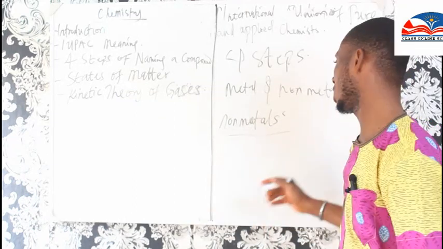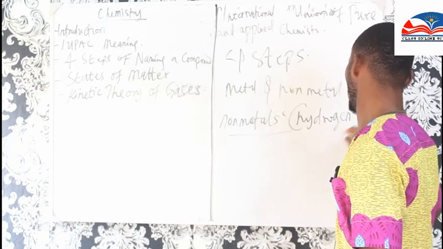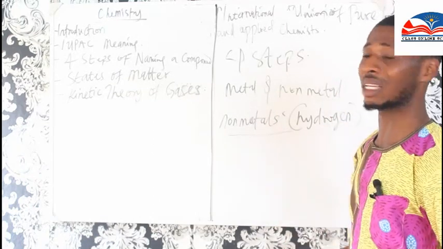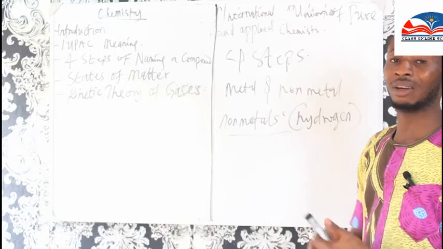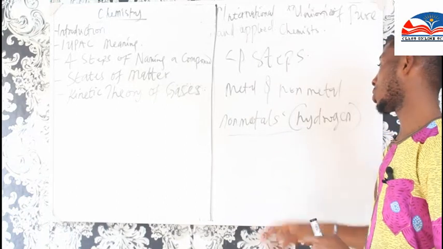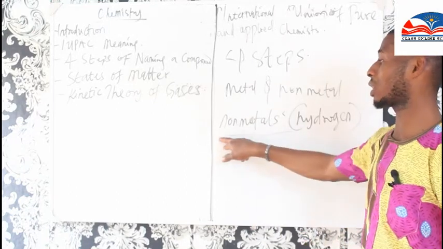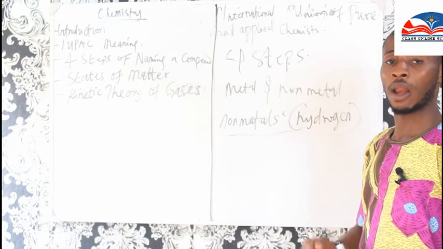Molecular in the sense that it may also contain hydrogen. When you check compounds with metals and non-metals, you don't see hydrogen. Hydrogen acts as a non-metal due to its character. So it may be containing hydrogen, and if it contains hydrogen, that means it's molecular.